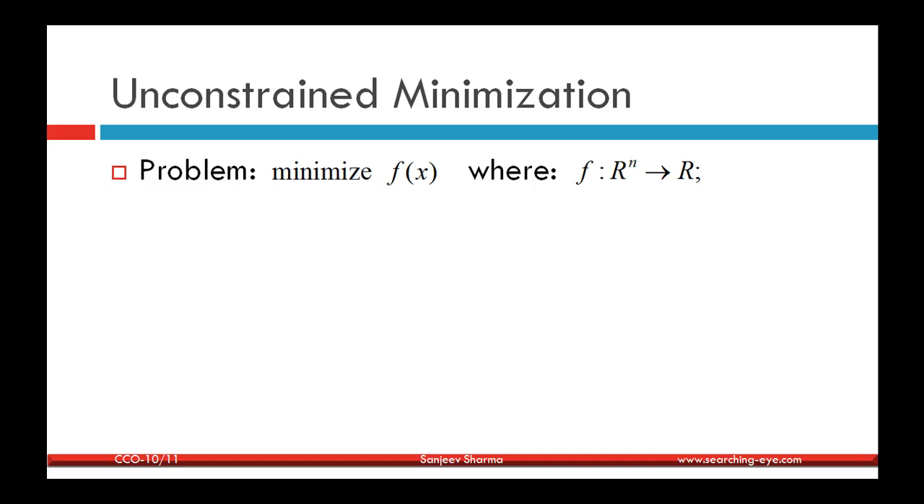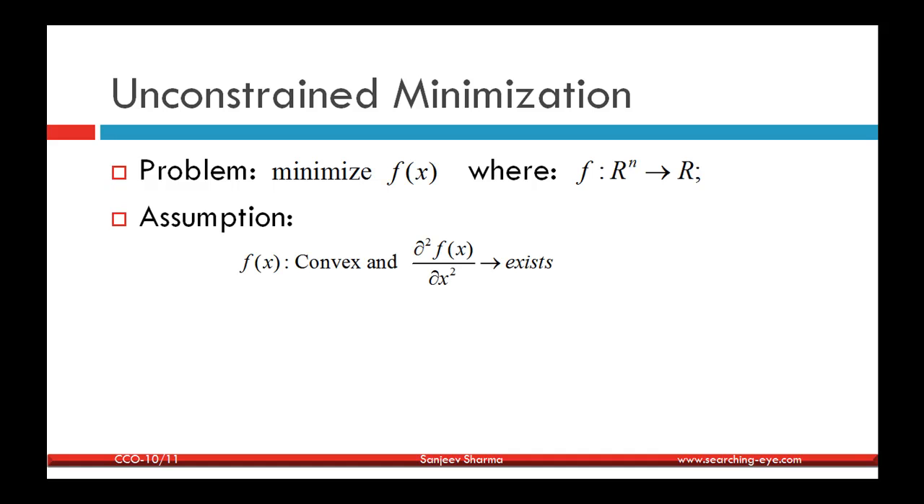The only constraint is an implicit constraint, that is, x should belong to the domain of the function. Say your function is negative of log of (b minus a transpose x). So an implicit constraint is that b minus a transpose x should be greater than 0, it should be positive. Other than that, we don't have any constraint.